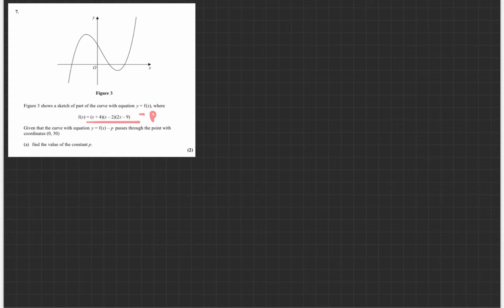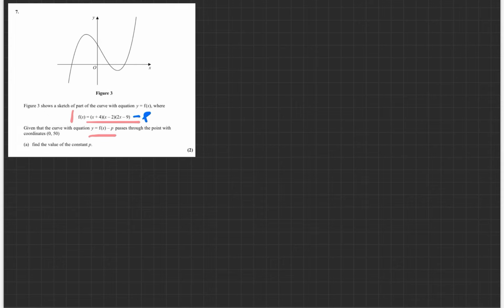So today we'll be continuing with the June 2022 Pure Mathematics 1 paper, question number 7. Let's get started. So we are given an equation, right? f(x) is equal to (x + 4) multiplied by (x - 2) multiplied by (2x - 9). And we are also given another equation, which is basically f(x) - p. So what f(x) - p is, essentially, is the equation that we currently have, and then minus p, okay?